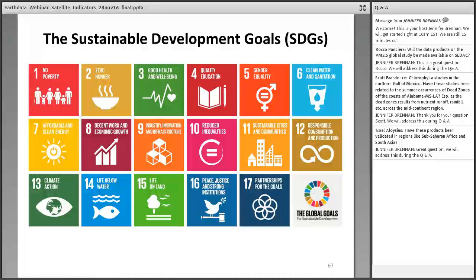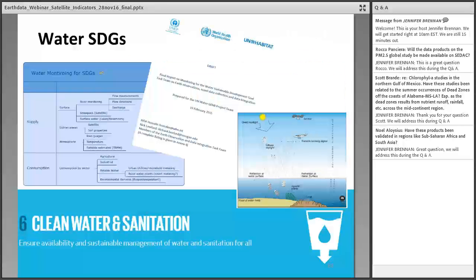The SDG process has also been a big customer for the potential use of remote sensing. I already mentioned PM2.5, and that's being used in Goal 3, Goal 6 on clean water and sanitation. I'll describe some work in that area. Sustainable cities, Goal 11, and life on land.